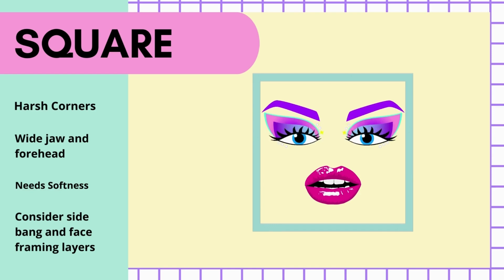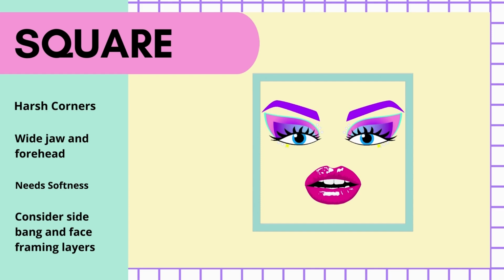So what we're dealing with a square is normally that it's pretty wide, but also it has very harsh corners, very hard edges, okay? You usually have a wide forehead and a wide jaw, so we need to soften it up. So we don't want to add just a straight up horizontal bang here, because remember, horizontal lines add even more width. And so if somebody has a square shaped face, they're going to have an even wider forehead, right? A wider face. So we need to consider something like a side bang and maybe some soft layers around the face, so some fringe around the face, okay?